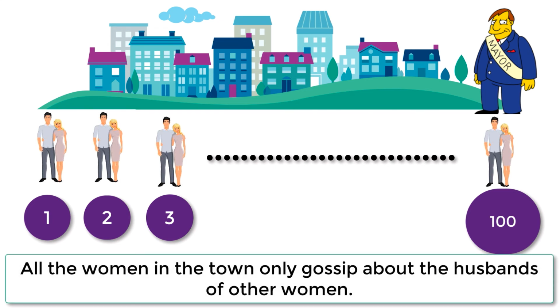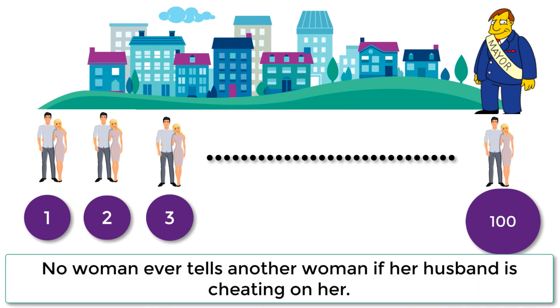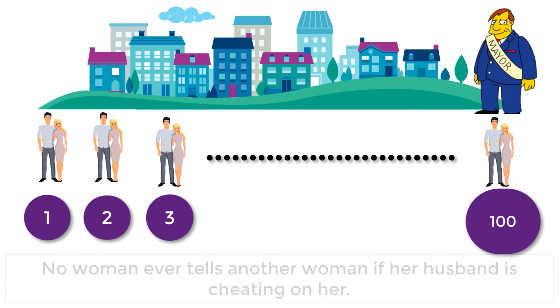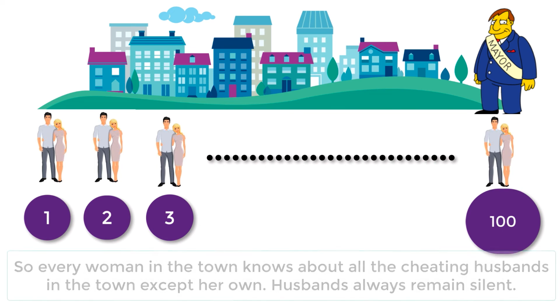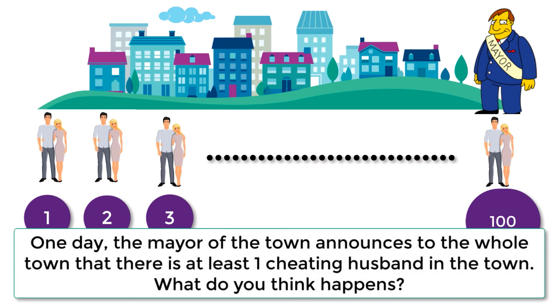All the women in the town only gossip about the husbands of other women, but no woman ever tells another woman if her husband is cheating on her. So every woman in the town knows about the cheating husbands in the town except her own. And husbands always remain silent. So one day, the mayor of the town announces to the whole town that there is at least one cheating husband in the town. So in this situation, what do you think happens?